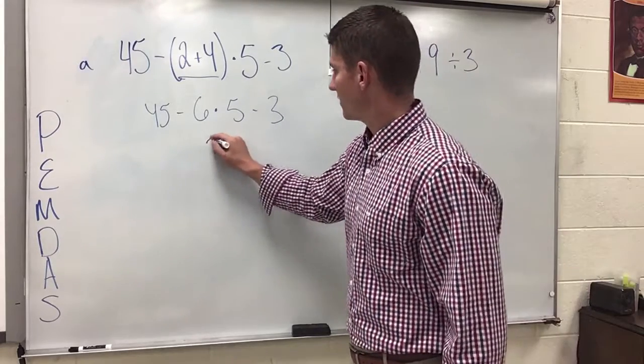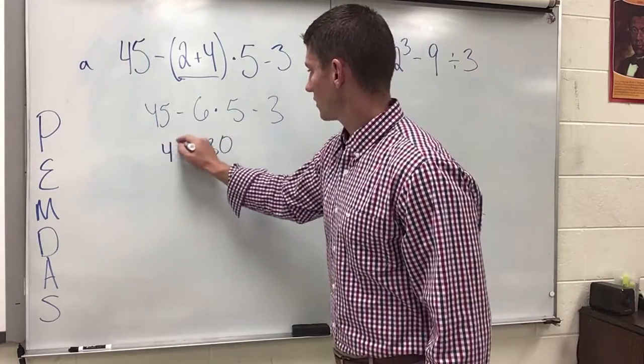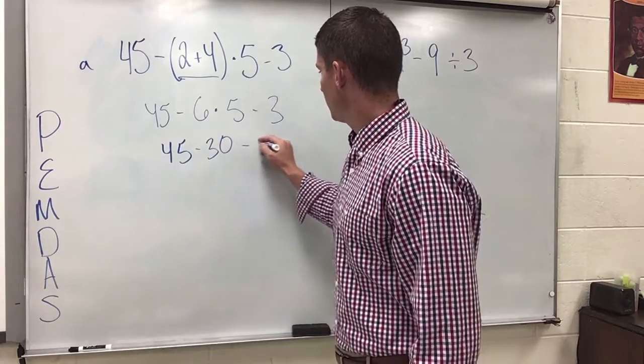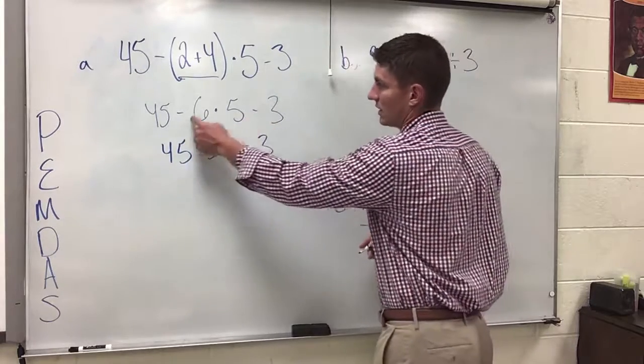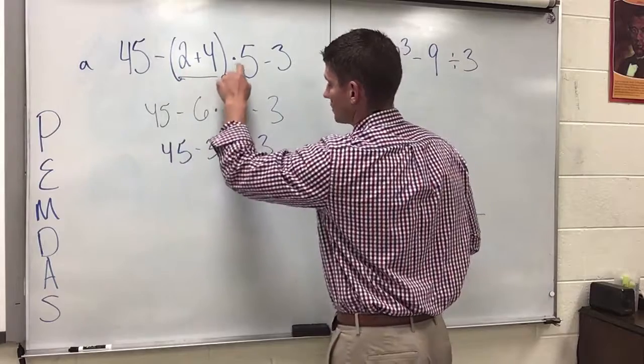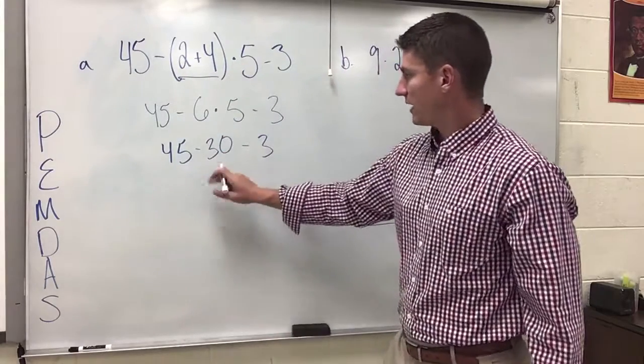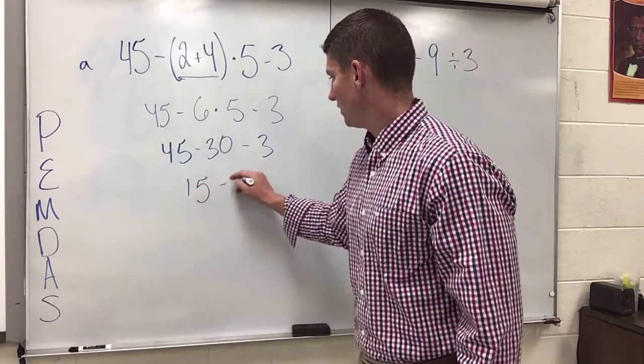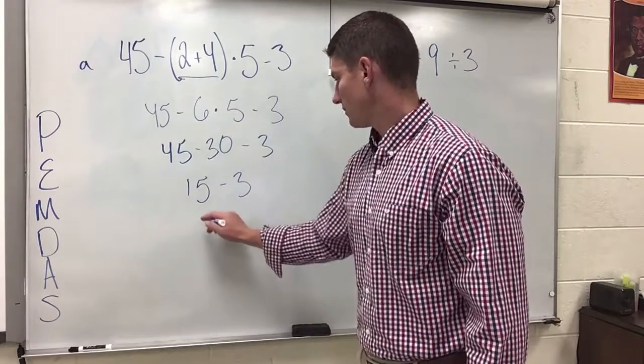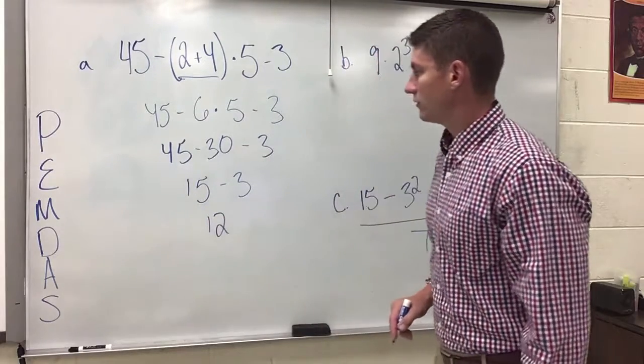6 times 5 is 30, and I'm again going to rewrite those things, bring those down, and notice that I'm using the same terms. I'm bringing down the same expression in between. 45 minus 30 is 15, minus 3. 15 minus 3 is 12.